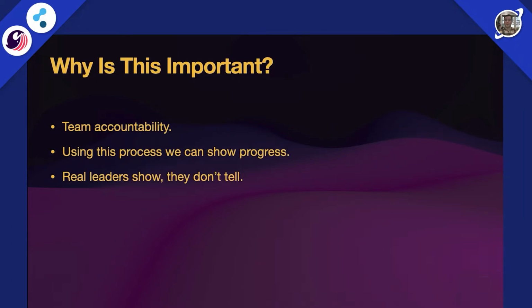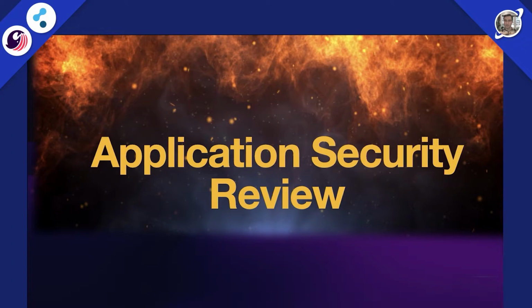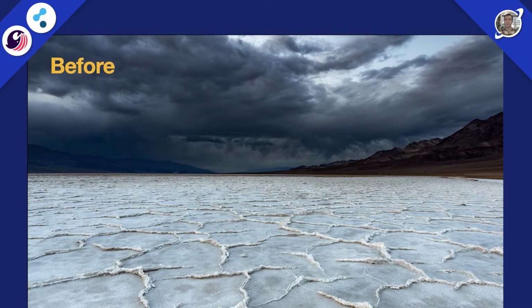So, why are we doing this? Again, we need to influence team accountability, and using this process, we can show progress. Real leaders show, they don't tell. We have a strategic application security review that leverages research-proven leadership techniques, and our methods can be implemented in any situation to get individuals to take accountability for their work. We were able to automate the entire management aspect of these meetings, and we have the data that shows that they lead to positive outcomes. You can build a river in a desert, something from nothing.